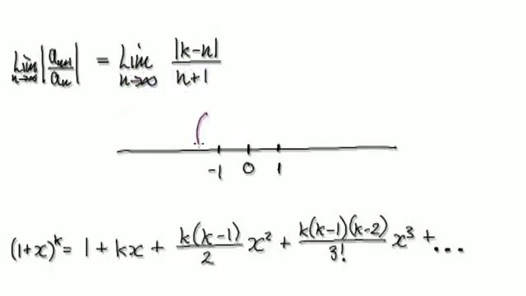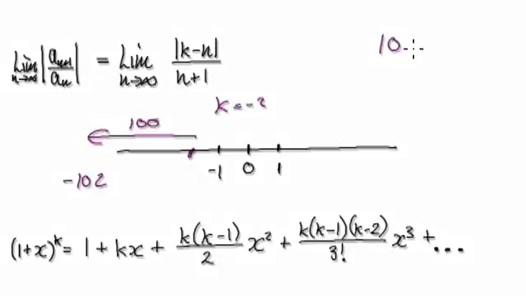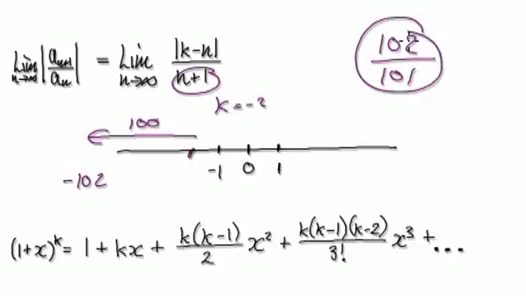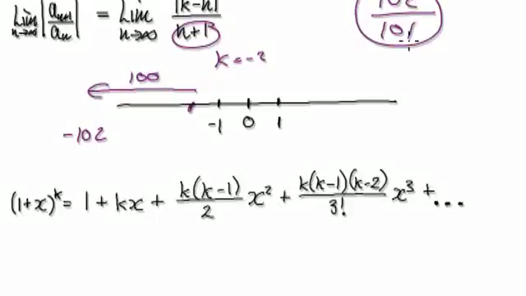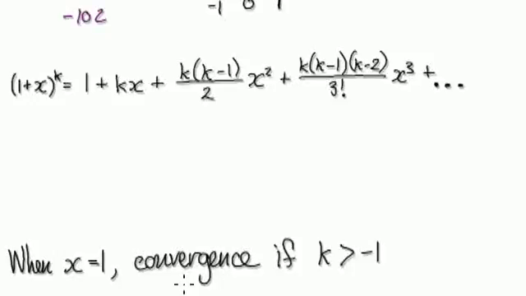The point here is that if your k is less than negative 1, let's say k equals negative 2, then when you take away 100, that will give you negative 102. Take the modulus of that, and then the denominator will be this. Now this thing is going to be bigger than 1, so it's going to diverge. The point here is that when x equals 1, we will have convergence if k is greater than negative 1.